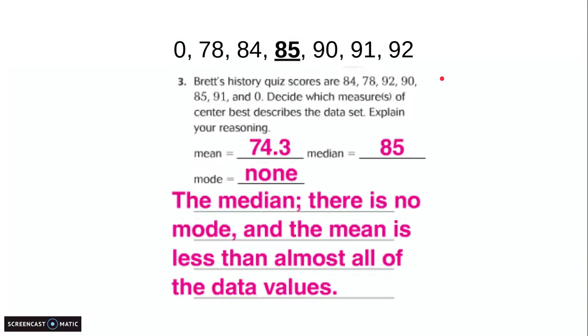There is no repeating. So what is the best measure of center? Well, the median is. The reason is because there is no mode, and the mean is less than almost all of the data values. The mean, if we were going to actually take it and insert it into our data set, it would go right here. And that is definitely not representative of a typical score that Brett would get. It's really brought down by this 0, which is definitely a major, major outlier.